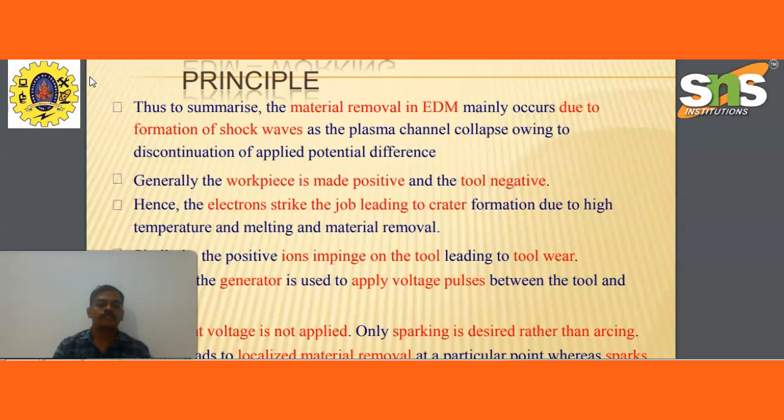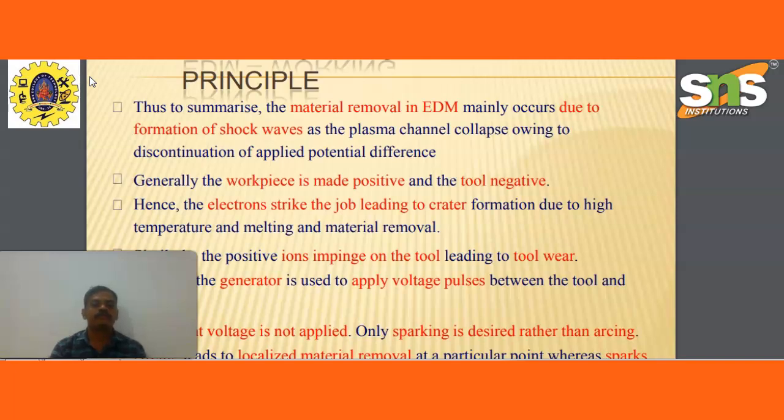Generally, the workpiece is positive and the tool is negative. Hence, the electrons strike the job, leading to crater formation due to high temperature, melting and material removal. Similarly, the positive ions impinge on the tool, leading to tool wear.